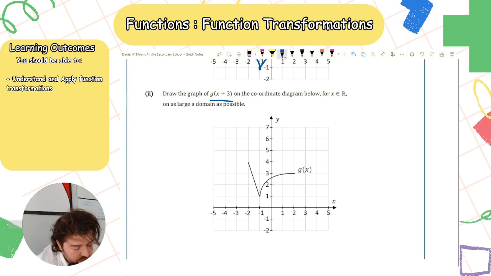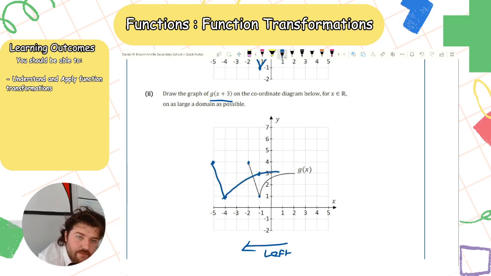Then now we want to do g of x plus 3. So now I'm going to be shifting to the left. I'm adding 3. So it's going to be this point. It's going to be 3 to the left. It's going to be over here. This point, 3 to the left. That's going to be over here. This point is going to be 3 to the left. It's going to be over here. So it's going to be ding, dong. There's my function g of x.